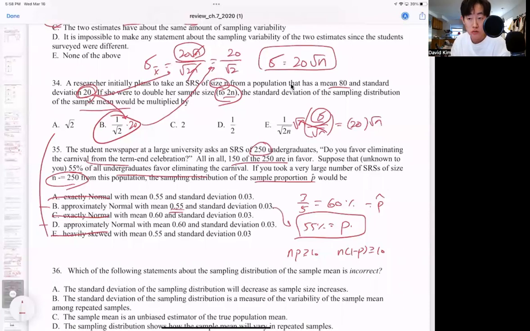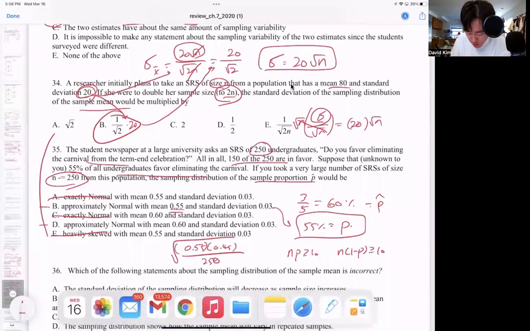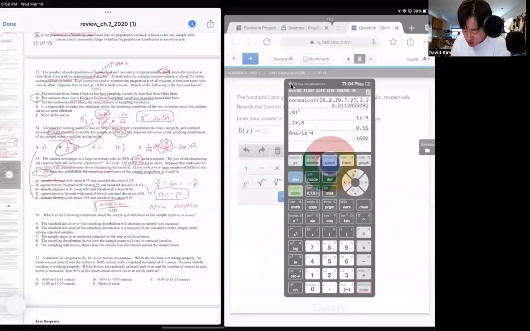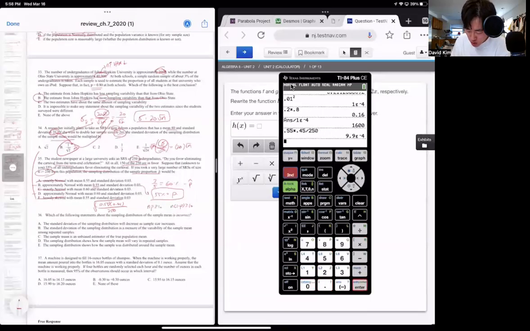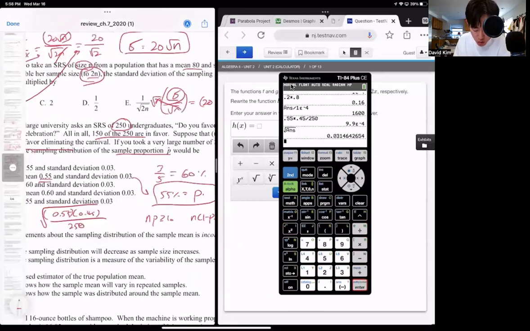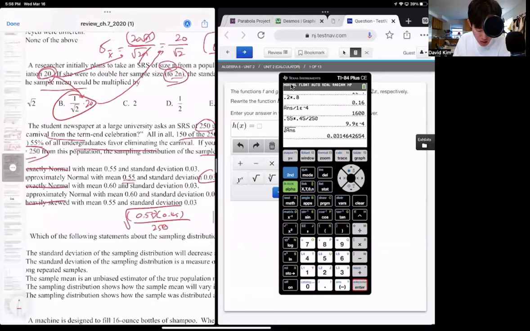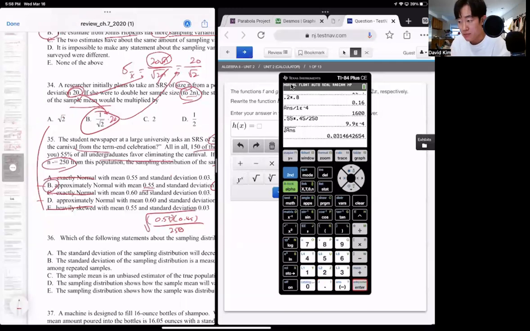because that is your proportion for the population, and the standard deviation of 0.03. We can figure that out by multiplying these numbers together, dividing by 250, and taking the square root. So I'm just going to verify that this is true here. 0.55 times 0.45 divided by 250, and you square root that number. And yes, indeed, you do get a standard deviation of 0.03 right there. So the correct answer for 35, yes, it should be B.